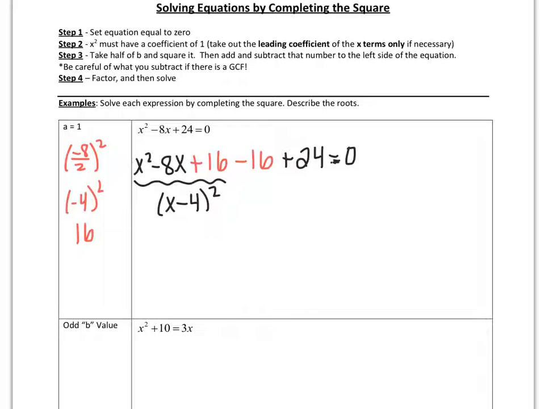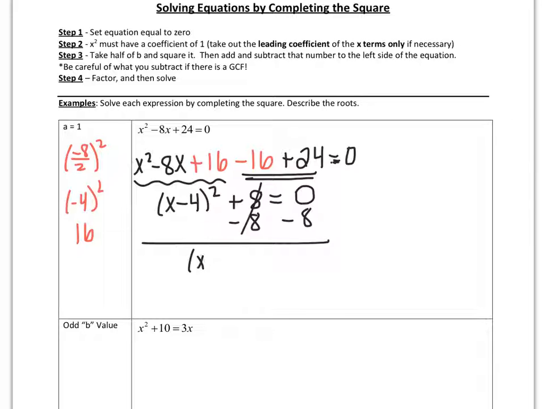Alright, now we could actually add these two. And when we add negative 16 and 24, we get 8. Alright, and now we're actually just going to solve for x. So the first step is going to be to subtract 8 on both sides. And then we're left with (x minus 4) squared.